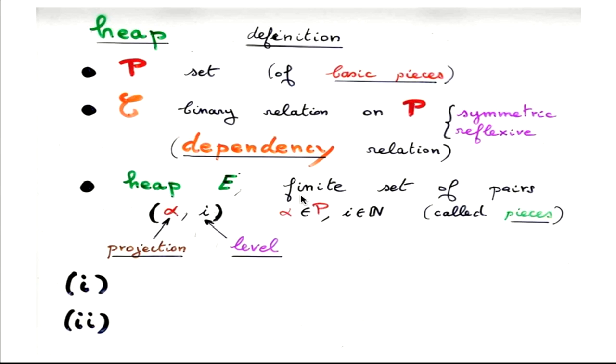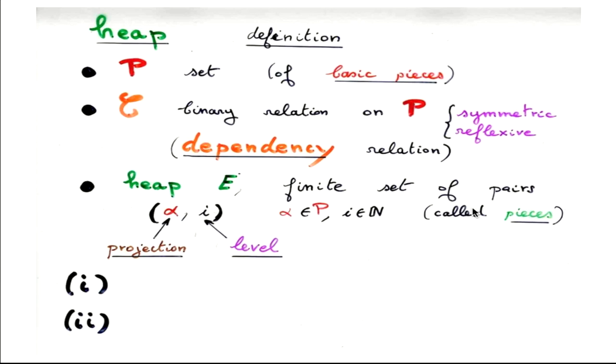A heap is a finite set of pairs. So it's a pair alpha, I. Alpha is a basic piece. It's an element of P. And I is any non-negative integer. It can be 0, 1, 2. And I is called the level of the element. So this pair is called a piece of the heap.